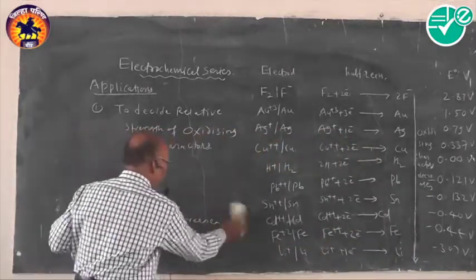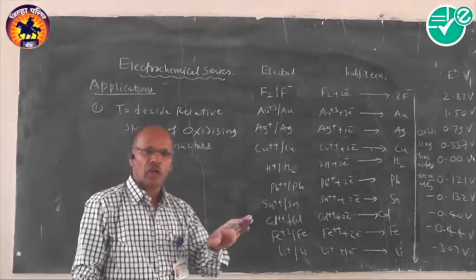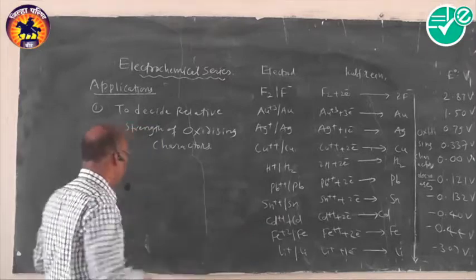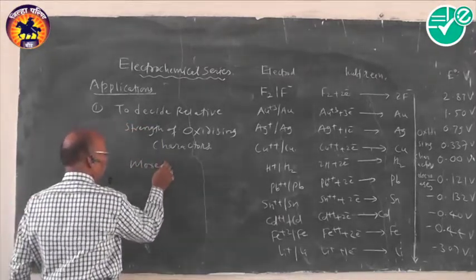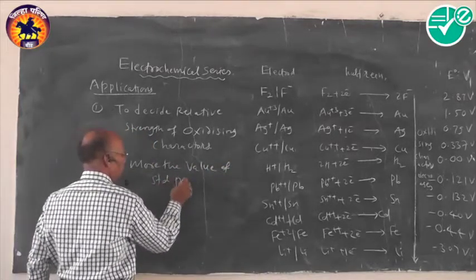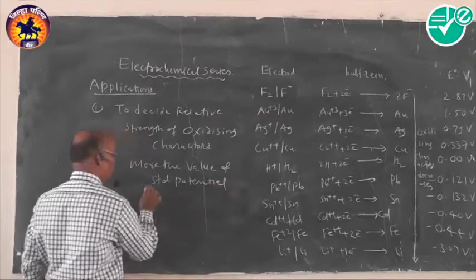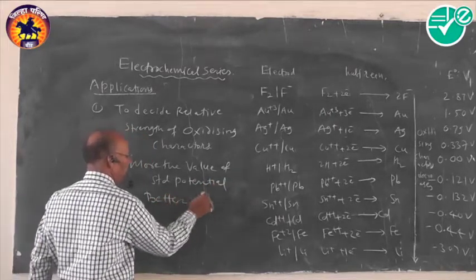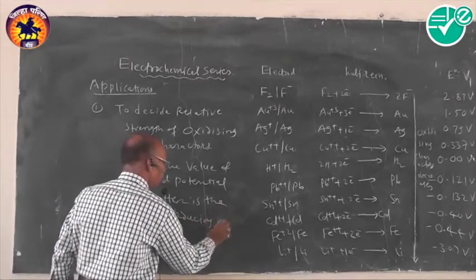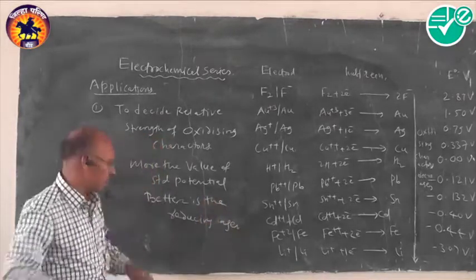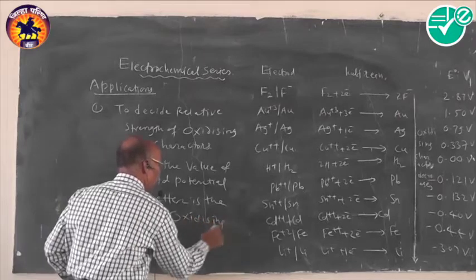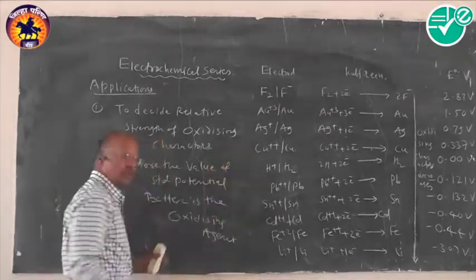In this case, the more the value of the standard potential, the better is the oxidizing agent. So we have to follow the second point: the more the value of standard potential, the better is the oxidizing agent. You have to follow this particular point as a key MCQ point.